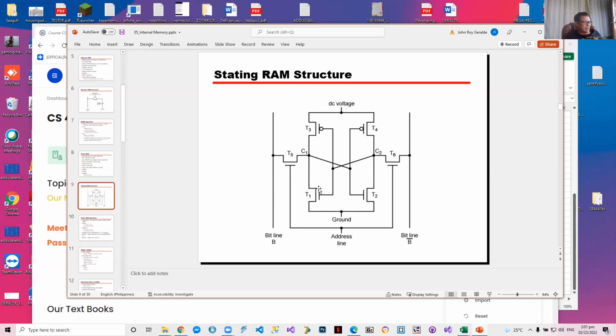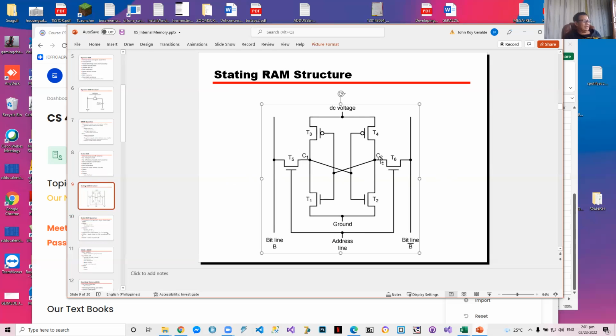Off ito, so these lines are cut off, and these lines are on. So we will continue to have a high. And since this is off, this will be 0. So this voltage, T2 and these are on. Pag on ito, the voltage from C1 will continue to set it as 1. And the off T4 will continue to set C2 as off. Do you follow? So this will sustain. This will keep on storing the value 1.